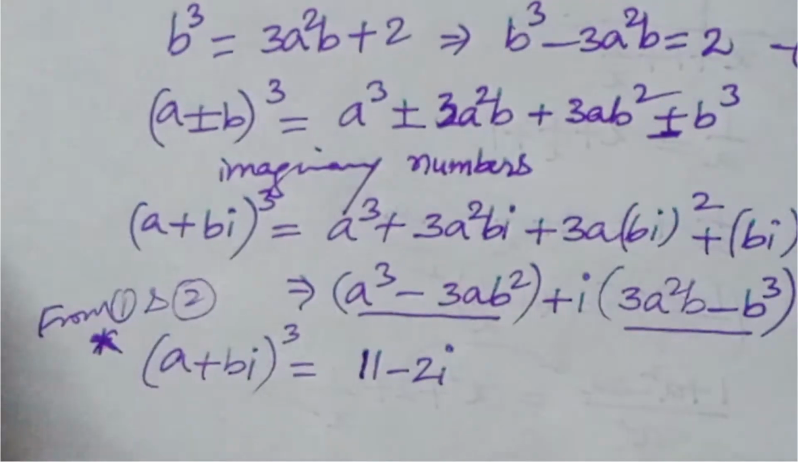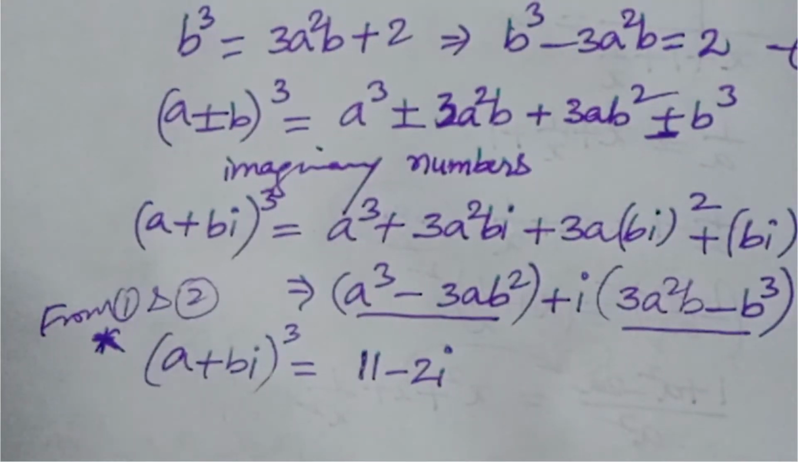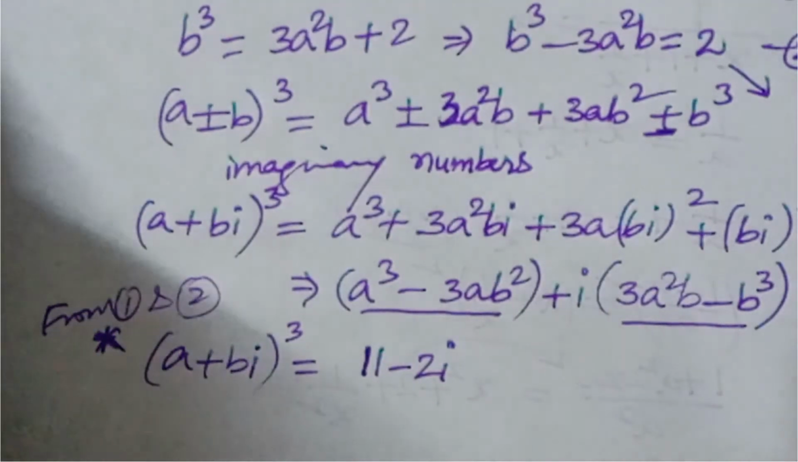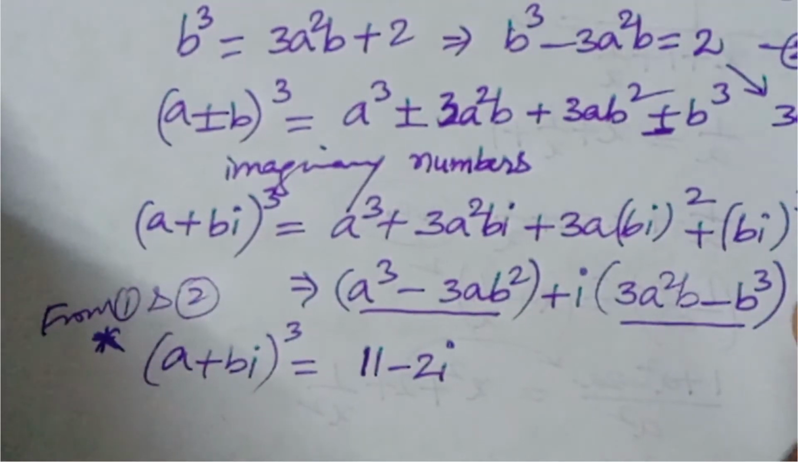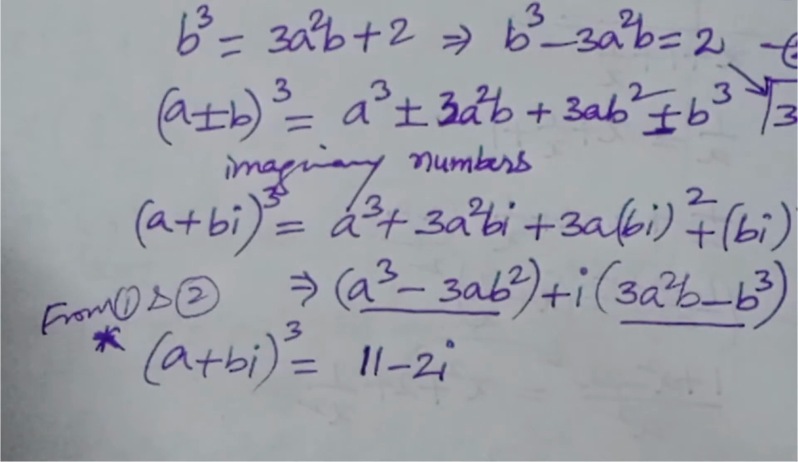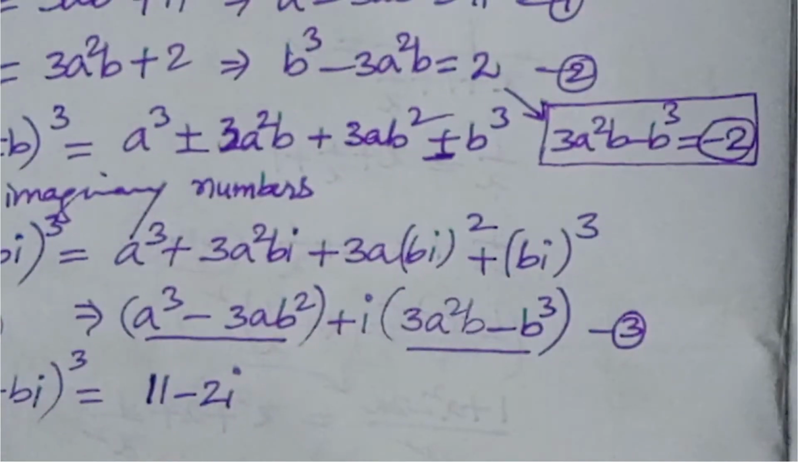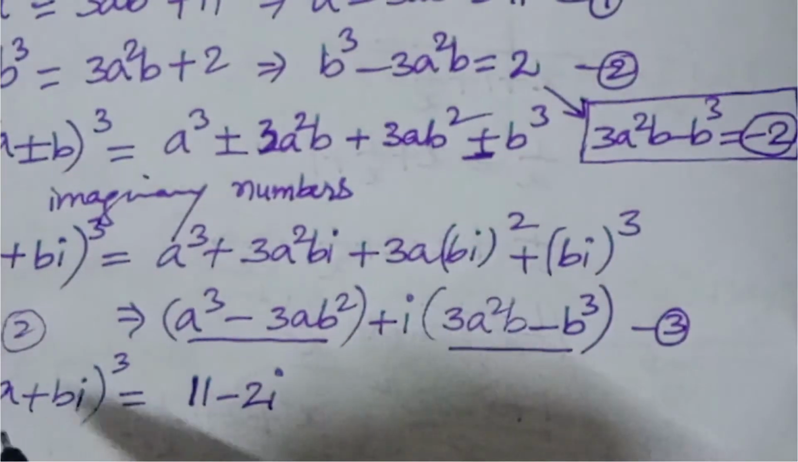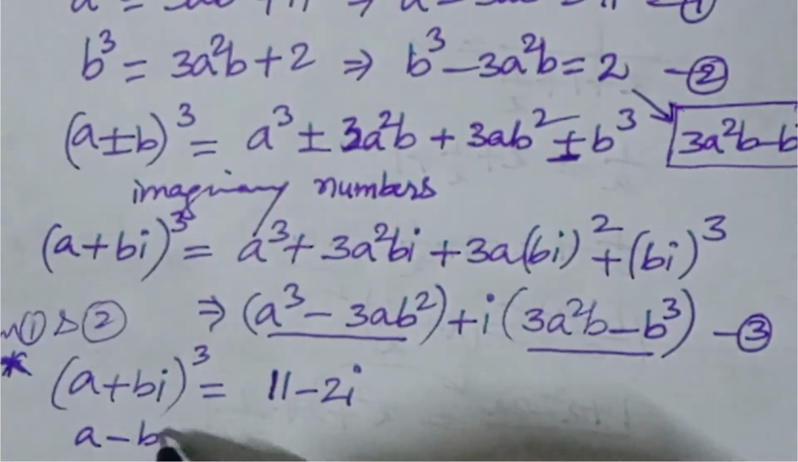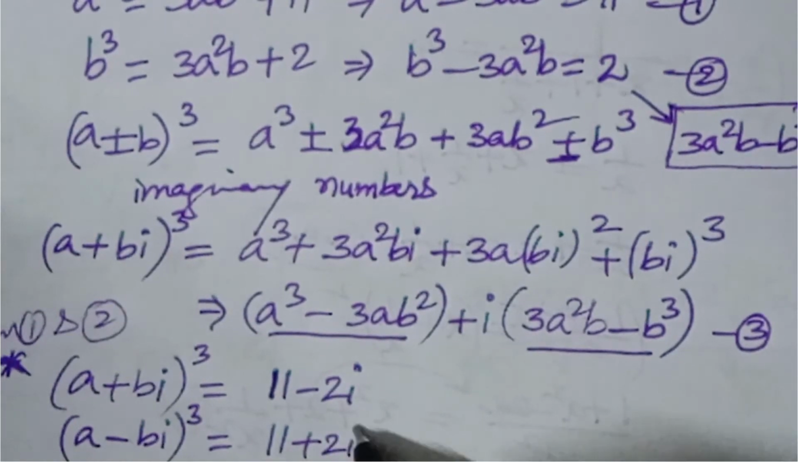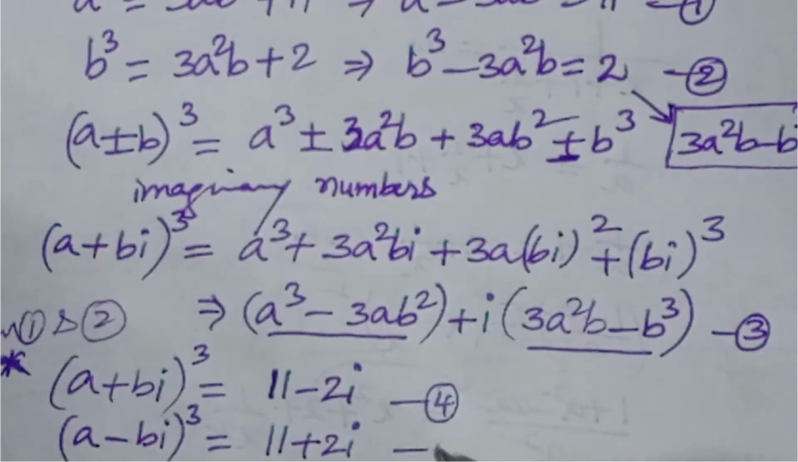Here we write from the second equation: b cube minus 3a square b is 2, which can be written as 3a square b minus b cube is equal to minus 2. In the same way you can write a minus bi whole cube is equal to 11 plus 2i. Let these be equation 4 and equation 5.